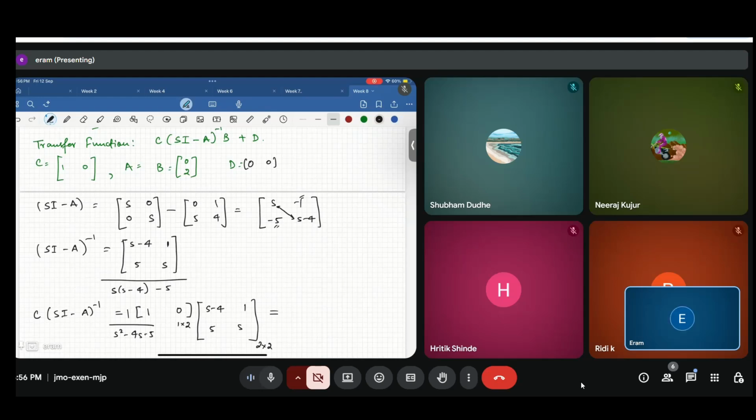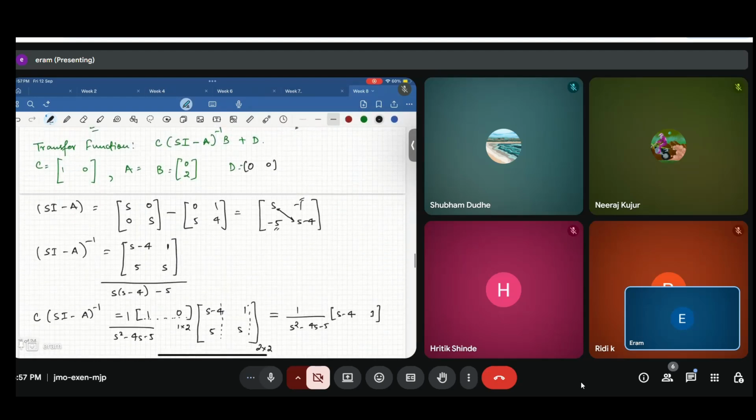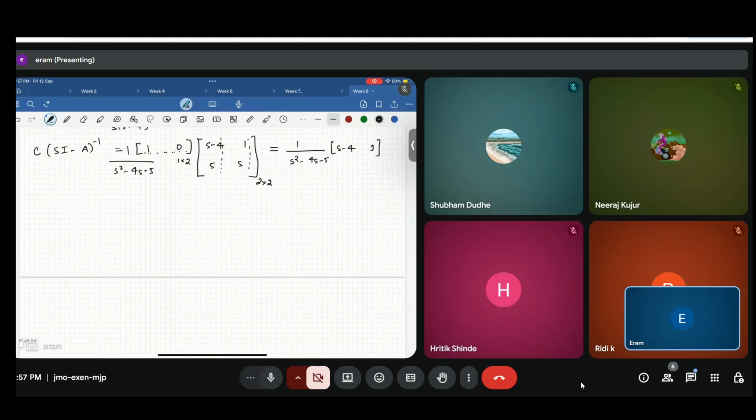Your elements will be: first you take this and multiply with the first column, so you will get s minus 4. Again you take this row and multiply with the second column, you will get 1. Okay, so we have this expression.